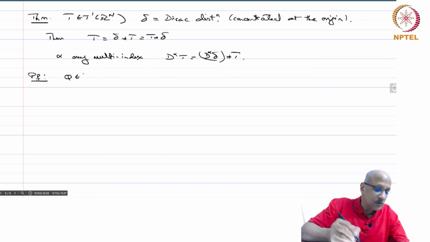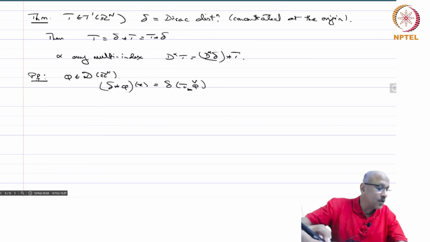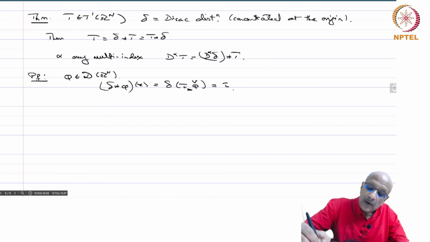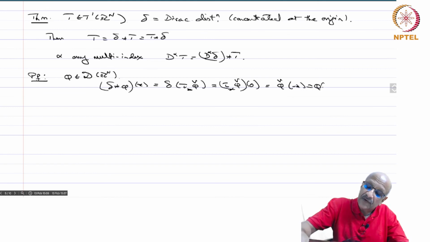Let phi belong to D of R. Then delta star phi at x is equal to delta of tau x of phi chesh. This is how we defined it, and that is equal to tau x of phi chesh evaluated at 0, that is the delta thing, and that is equal to phi chesh evaluated at minus x, which is phi of x. So, delta star phi equals phi.